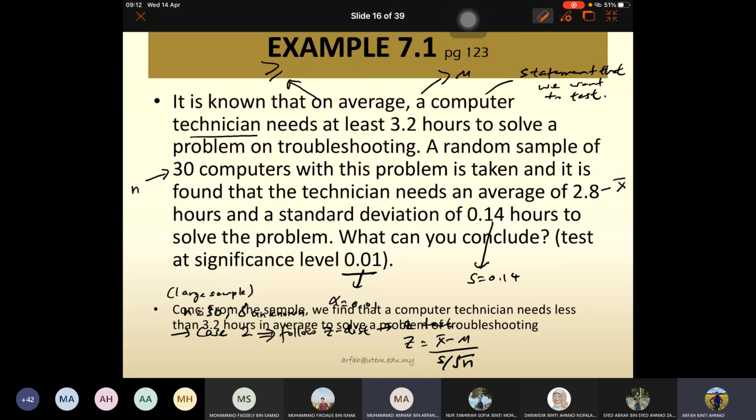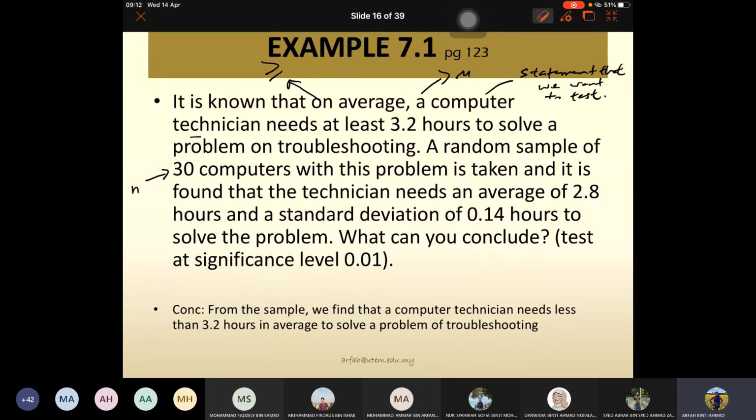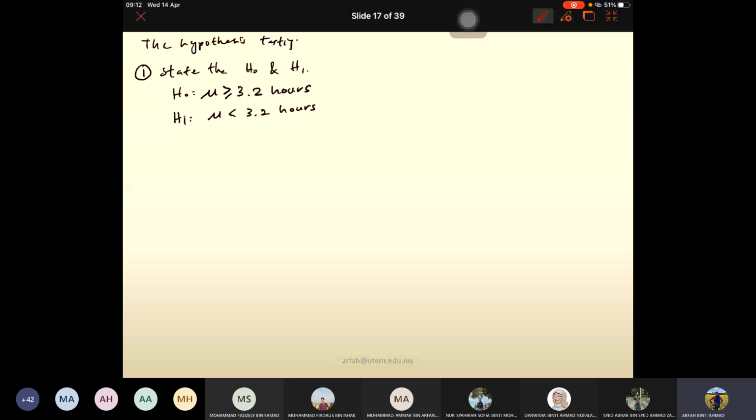Nampak Pak. So dia ada perkataan this one. It has the word average. So kita tahu testing on the mean at least 3.2 hours. So ada perkataan at least meaning that lebih besar atau sama dengan. So ini adalah H0 punya claim atau statement yang kita nak claim. So H0 awak mu greater or equal to 3.2 hours versus mu less than 3.2 hours.